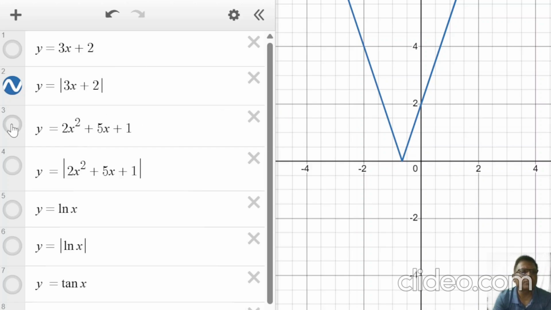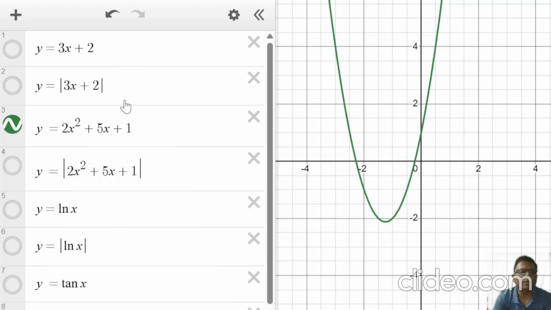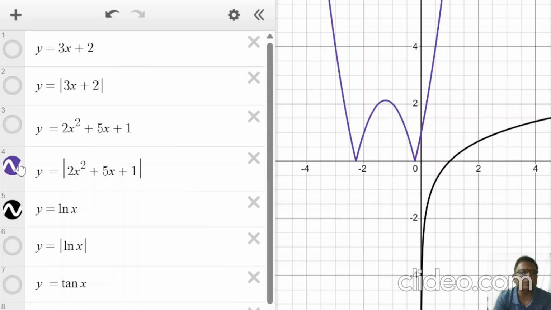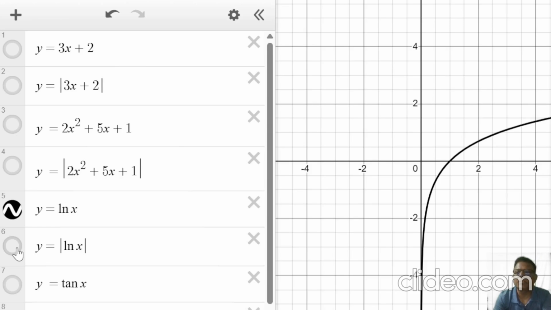Now take another graph, that is a parabola. Now if we take the mod, then whatever part of the graph is below the x-axis becomes the mirror image of that. So next graph, this log, and if we take the mod of log x, then see, whatever part of the graph is below the x-axis, it has come up.